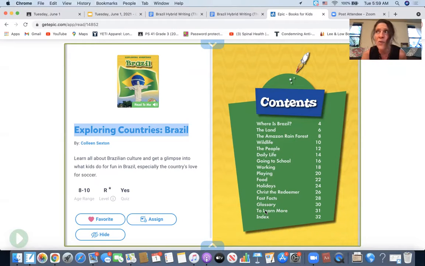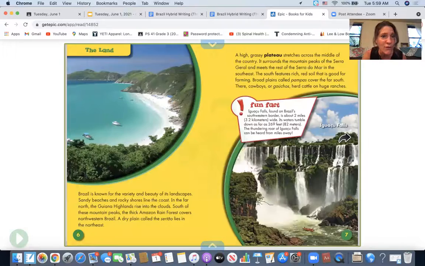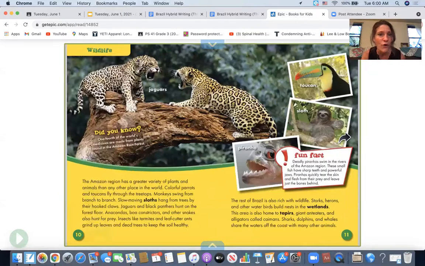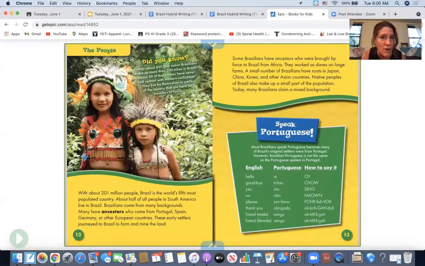In my case, I want language to be a part of my story. I want my character to go to Brazil and speak a little bit of Portuguese, because I learned a few words and I'm going to maybe get that in there. I look through there and it doesn't say anything about language, but look, as I was looking through this, the land, the rainforest, the wildlife, the people, look at speak Portuguese, and there's English, Portuguese, and how to say it.